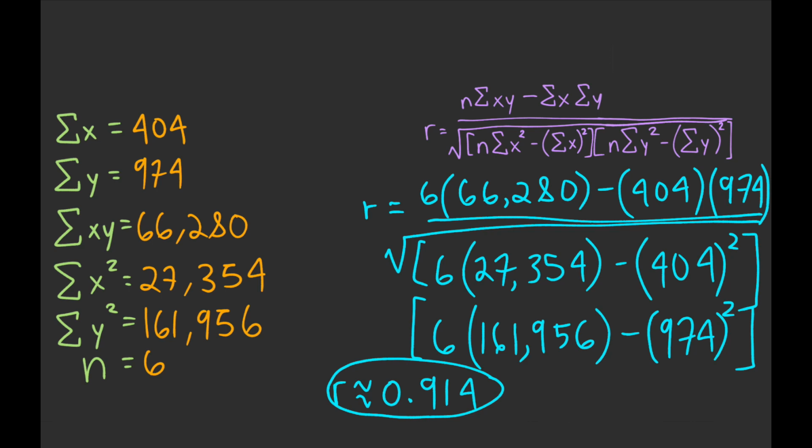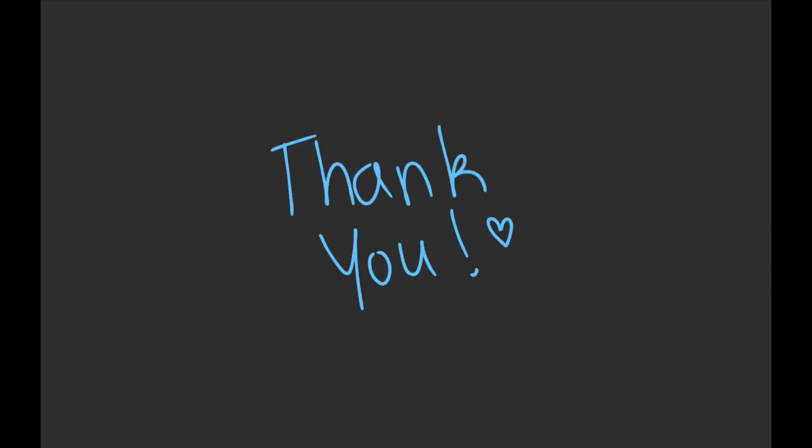So what does it mean? We have a correlation coefficient of 0.914. So it's really close to 1. So that means that these two variables are strongly related, and they are in a direct relationship. So as x increases, y will increase. So yeah, that is Pearson's correlation coefficient. No conclusion this time, because it's really just taking numbers and plugging them into the formula.